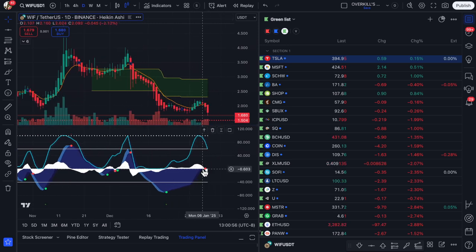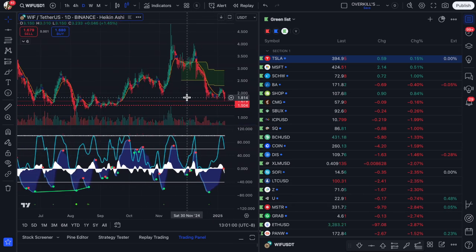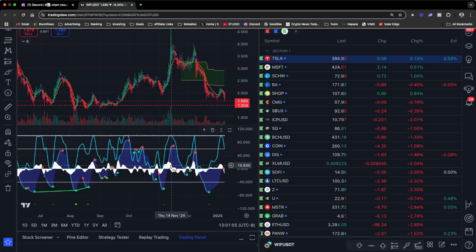And again, we're getting rejected off of that golden zone there. So red dot here on the daily. Okay, wait for the green dot if you want to play it. I don't like this chart though. I just straight up don't like it.